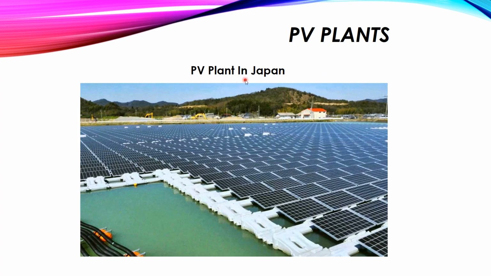Another one, a PV plant in Japan. You will find that the solar panels here are installed in the sea itself. They are all on the water. We take advantage of the free, open area and add solar panels to it to collect the sunlight which falls on the water itself.